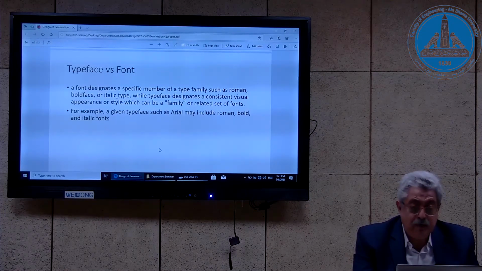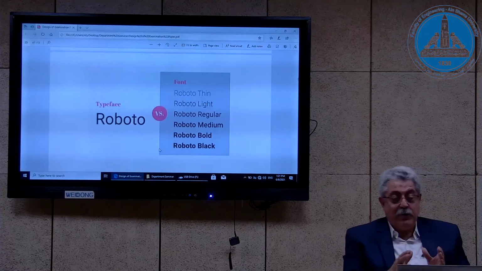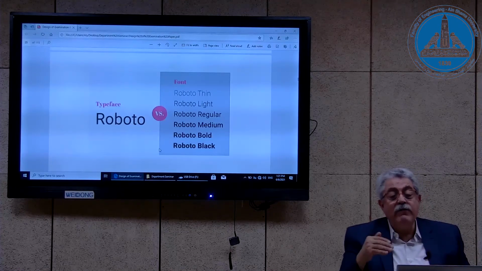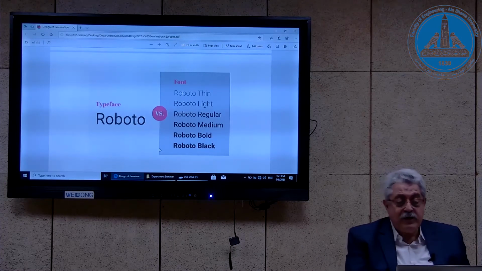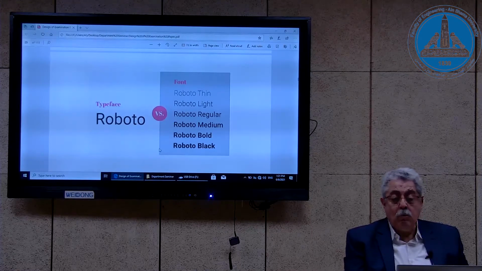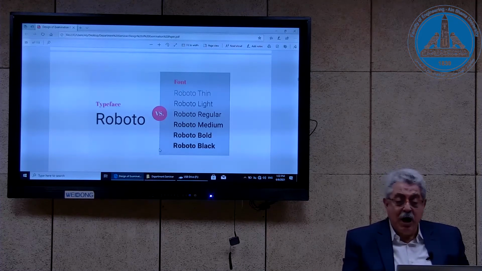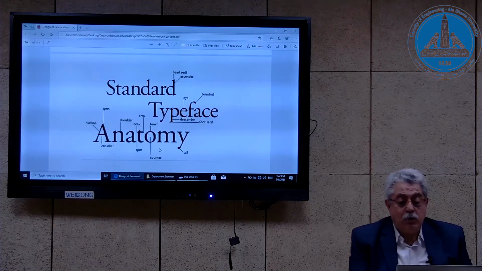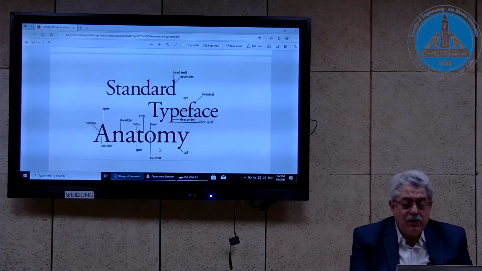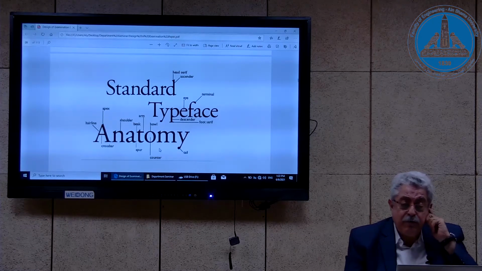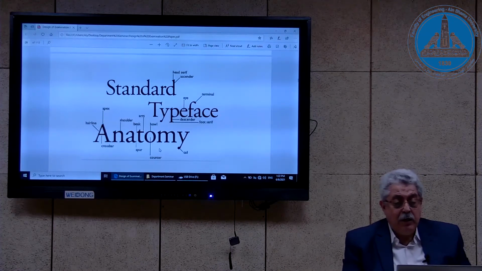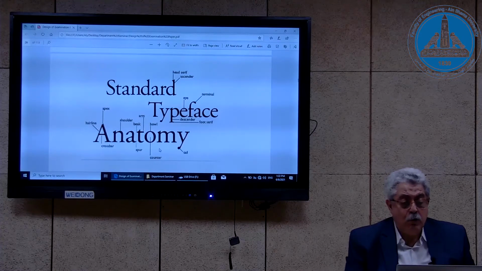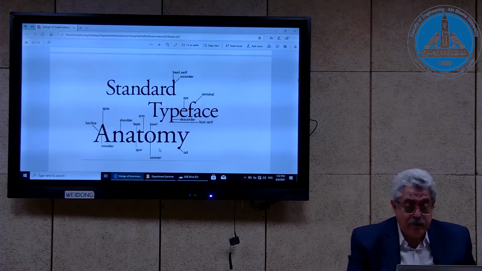If you look at the next slide, it's a good example because what's on the left is the typeface, Roboto, but what's on the right is different fonts extracted from the same typeface Roboto with different names like thin, light, regular, medium, bold, black. Here is also another slide with different definitions, but here made in 3 lines to show you more details about the standard typeface anatomy.